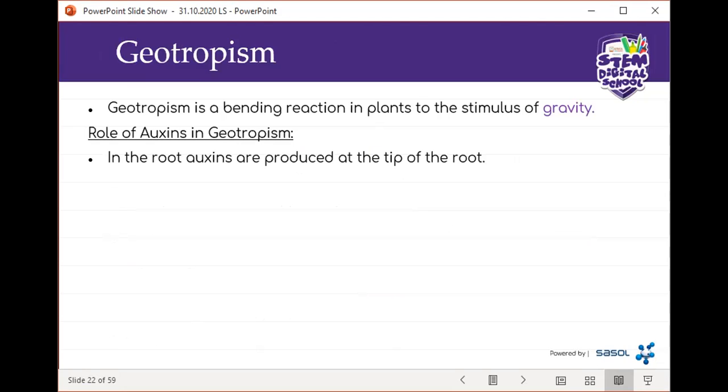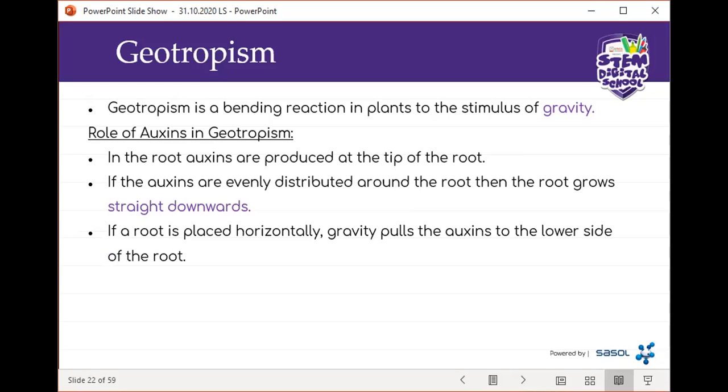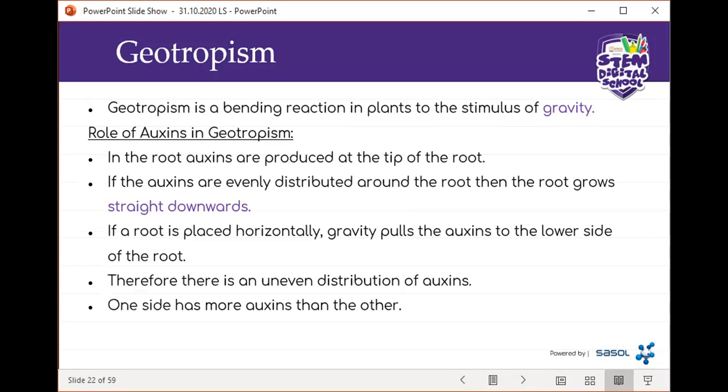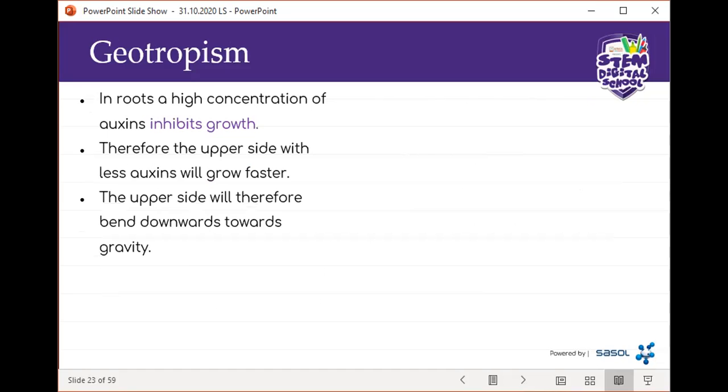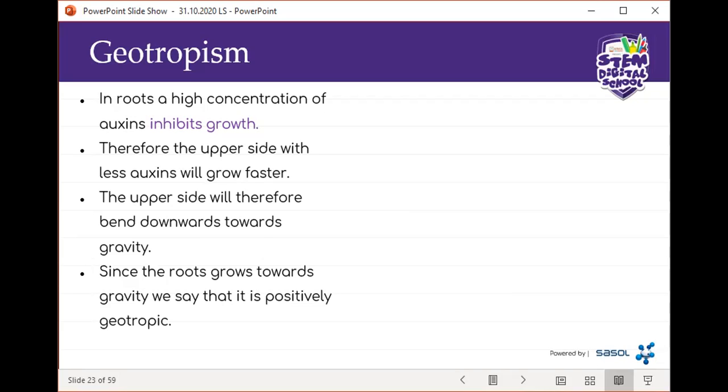So in the root, auxins are produced at the tip of the root. Now if the auxins are evenly distributed around the root, then the root grows straight downwards. Then if a root is placed horizontally, gravity pulls the auxins to the lower side of the root. Therefore, there is an uneven distribution of auxins. Then one side would have more auxins than the other side. And in roots, a high concentration of auxins would inhibit growth. Therefore, the upper side with less auxins will grow faster, and the root will therefore bend towards gravity. Right. So now, since the roots grow towards gravity, we say that it is positively geotropic.